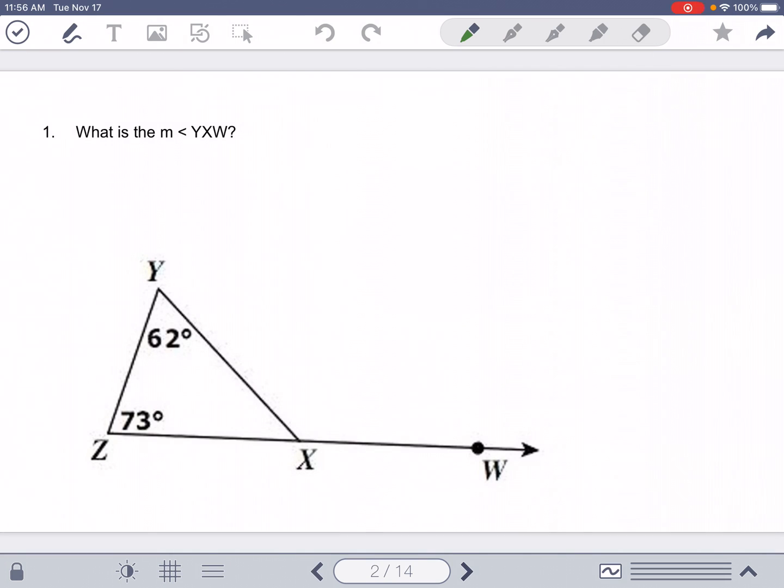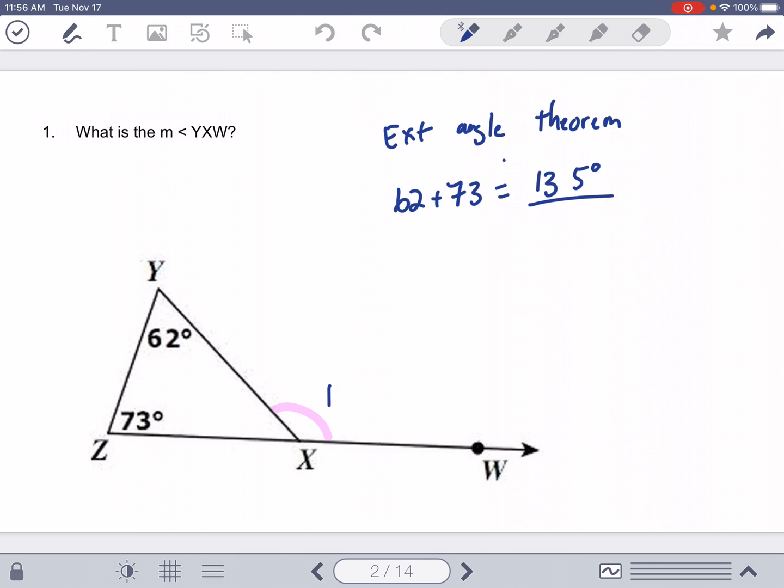So the first question, what is the measure of angle YXW? First, let me identify where YXW is. It's this angle right there. There is an exterior angle theorem that tells me if I add those two inside angles, 62 plus 73, that will equal that outside angle. So that's 135 degrees.